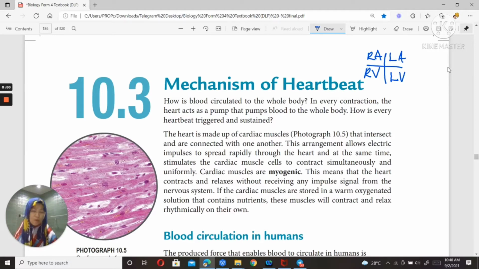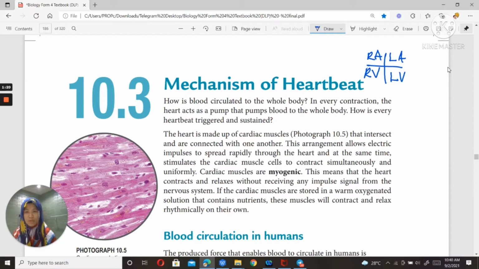So you have learned the three components of the human blood circulatory system: the heart, the blood, and the blood vessels. So now, to understand the mechanism of heartbeat by referring to the heart function. So heart function, apa fungsi heart? Act as a muscular pump. Bertindak sebagai satu pump.